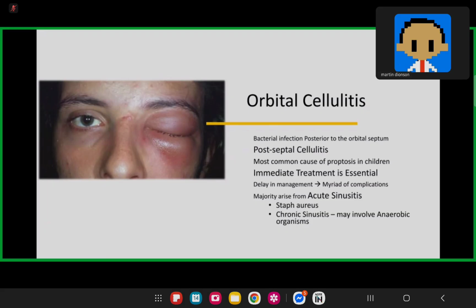The majority of your orbital cellulitis arises from acute sinusitis, often due to Staph aureus, or in patients with chronic sinusitis, often consider anaerobic organisms.